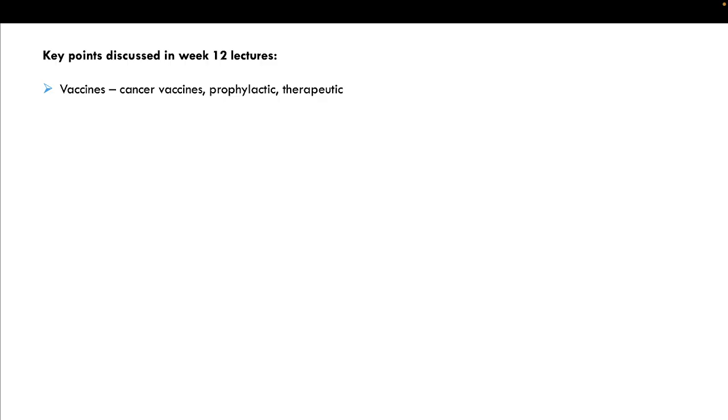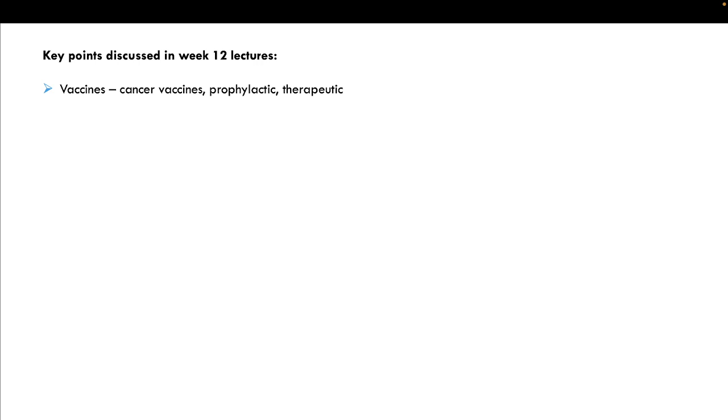So, if you already deliver these cancer vaccines containing some part of antigen or some protein of this virus, then whenever there is an actual infection from the virus, the body will be protected. So this is one example of a prophylactic cancer vaccine.